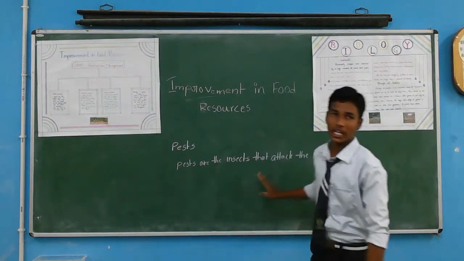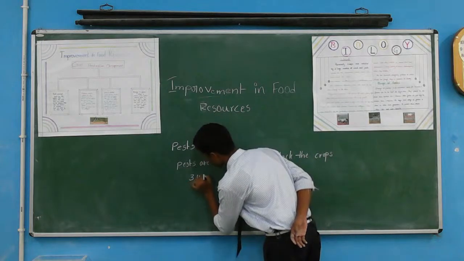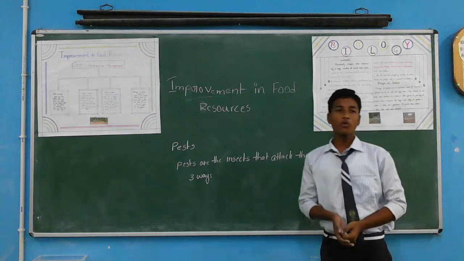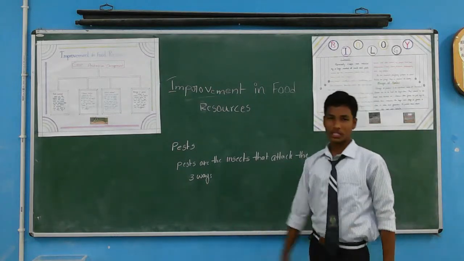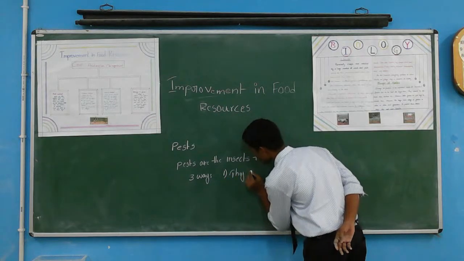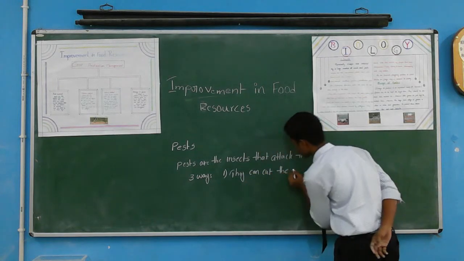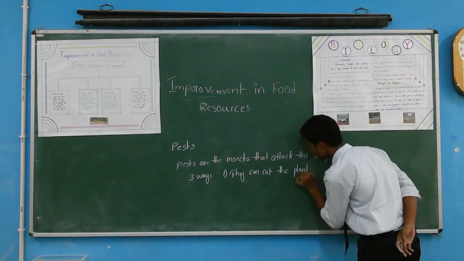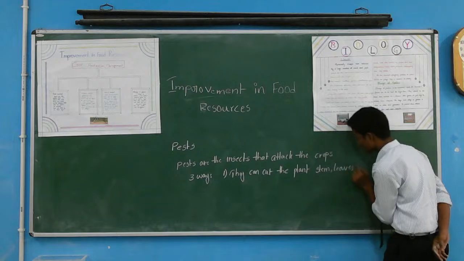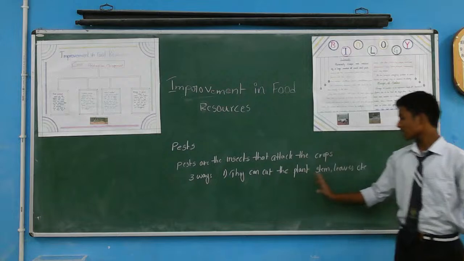Pests are insects that can attack the crops in three ways. Now we will discuss what those three ways are. Now the first one: they can cut the plant stem and leaves.